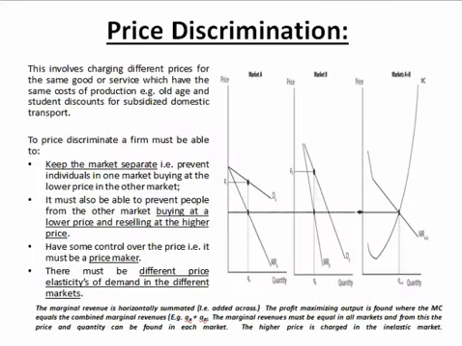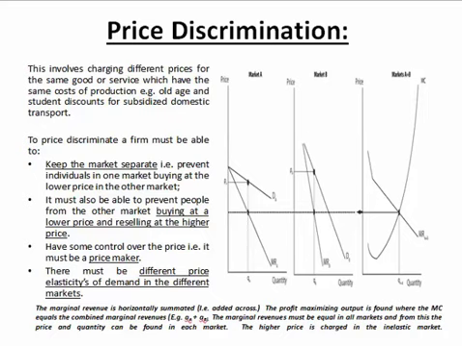Price discrimination. Price discrimination is a key concept in economics. It's the way that most firms make their money. However, there are key features to it which must be understood thoroughly before you try and assess price discrimination as a tactic in the marketplace. Price discrimination involves charging different prices for the same good or service which have the same costs of production. For example, old age and student discounts for subsidised domestic transport.